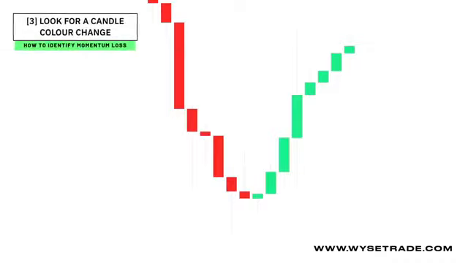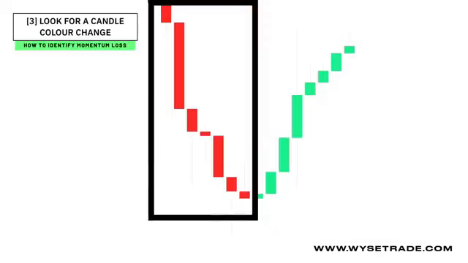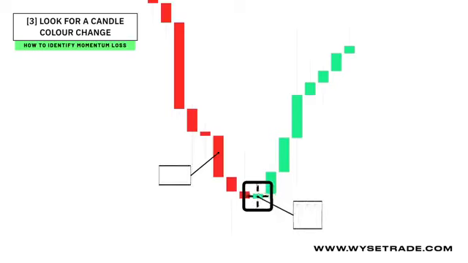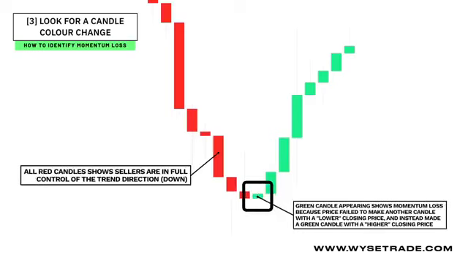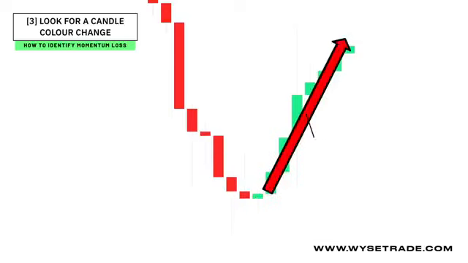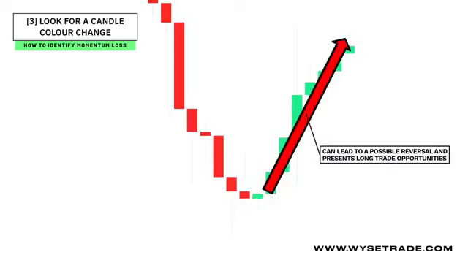The third way to identify momentum loss is to look for a candle color change after you have consecutive candles of the same color. In a downtrend, notice how you have all red candles before a green candle appears. This shows momentum loss because price failed to produce another candle with a lower closing price and instead made a higher closing price through the green candle. This can lead to a possible reversal of price.